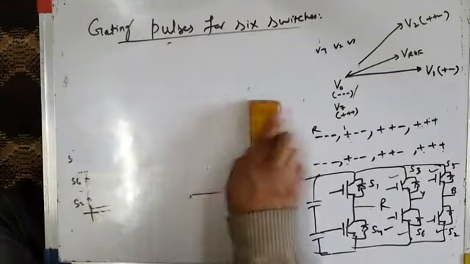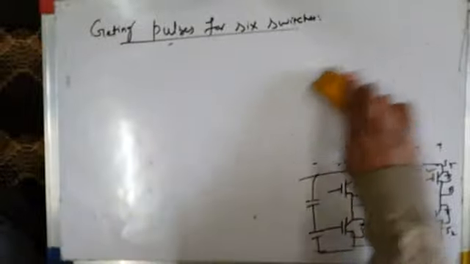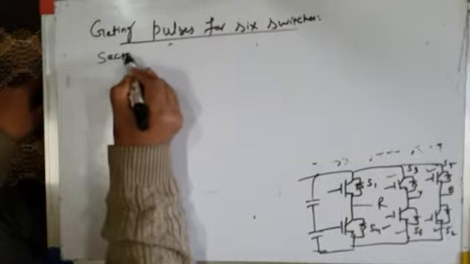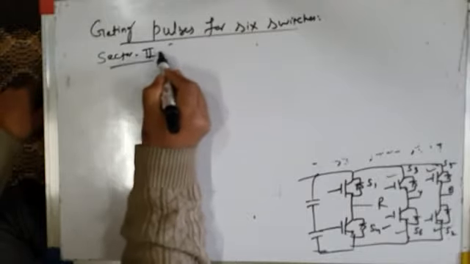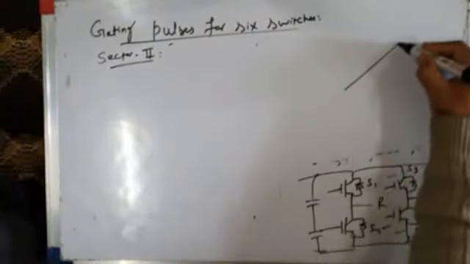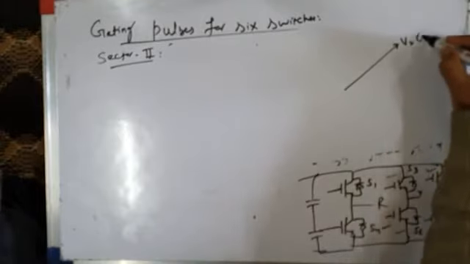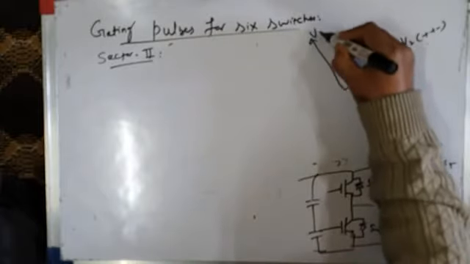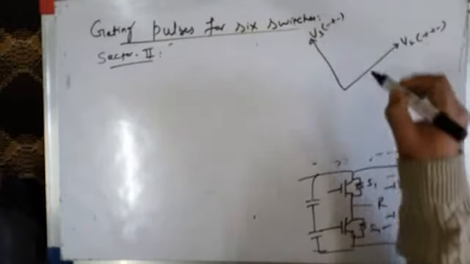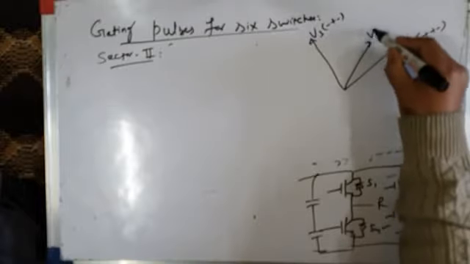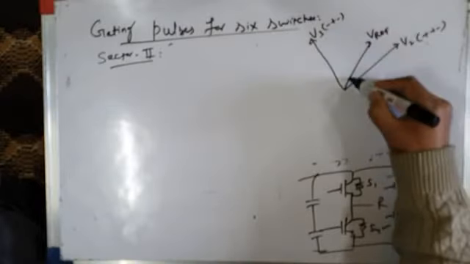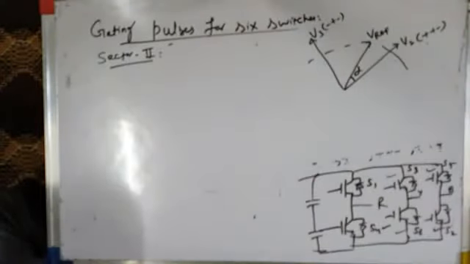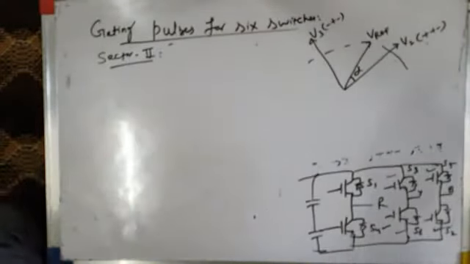Let us quickly draw it for sector 2. Gating pulse pattern for sector 2. This is my sector 2. It has voltage space vector V2, which is plus plus minus, and voltage space vector V3, which is minus plus minus, applied across the load. And my reference vector is somewhere here. This is my reference vector. Okay, so a rotating reference vector. Right. So what is the sequence?